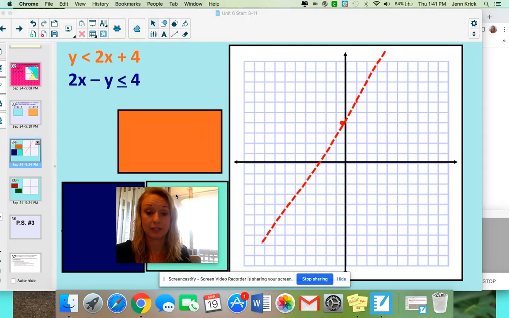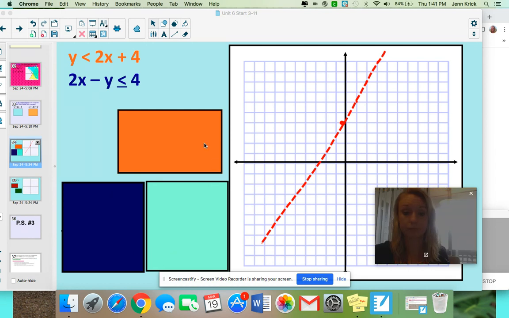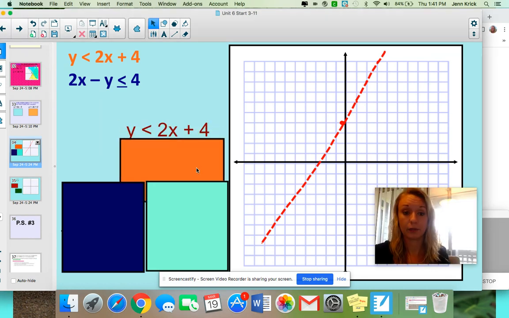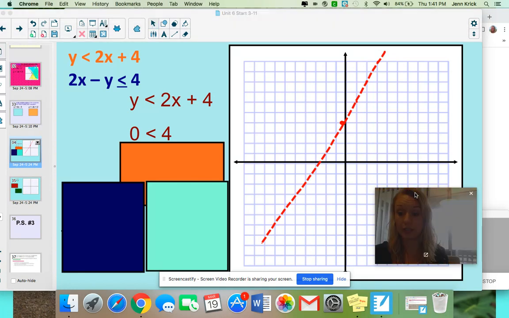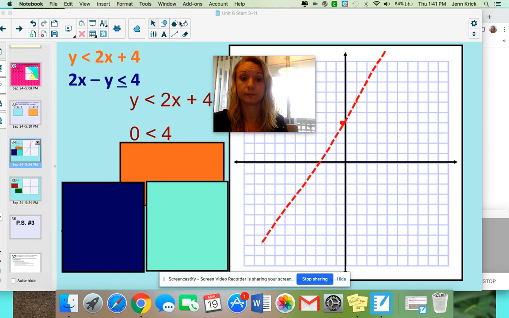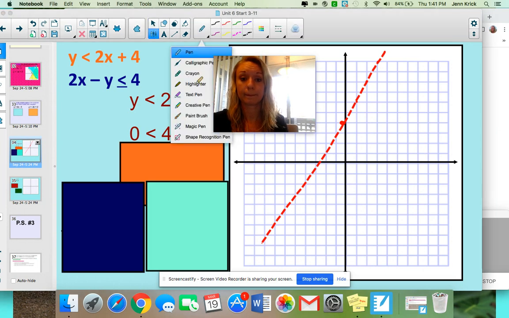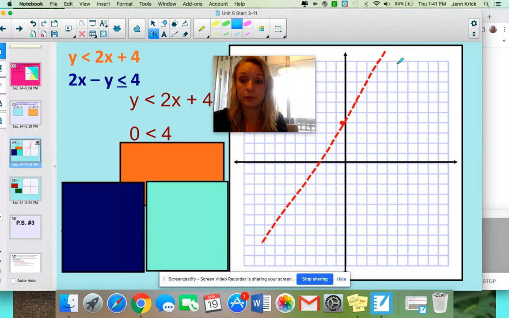Now again, I'm going to keep using 0, 0 because that's a really easy tester pair. So here's your original inequality. Plug in 0. Okay, we know this has just become 0. Is 0 less than 4? The answer is yes. So we will shade the region that includes 0, 0. So we will be shading this entire region down here because it includes 0, 0.